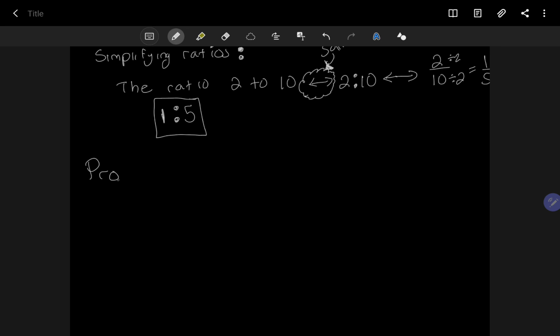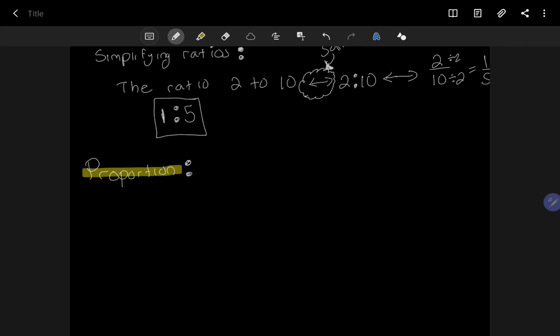So now that we have seen ratios, let's look at a proportion. Okay, so let's look at a proportion.